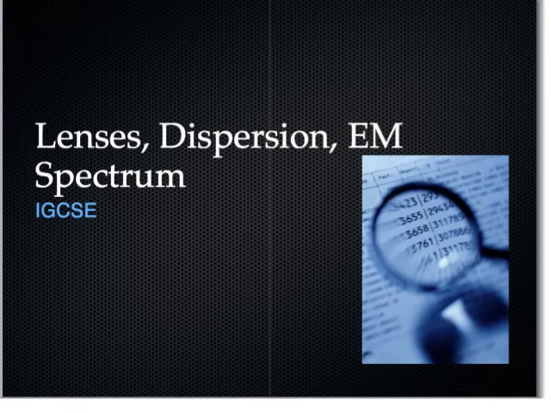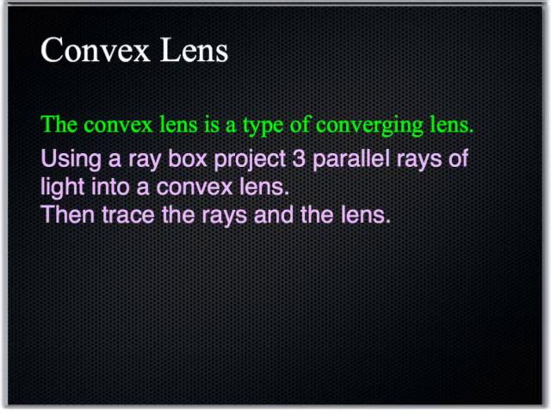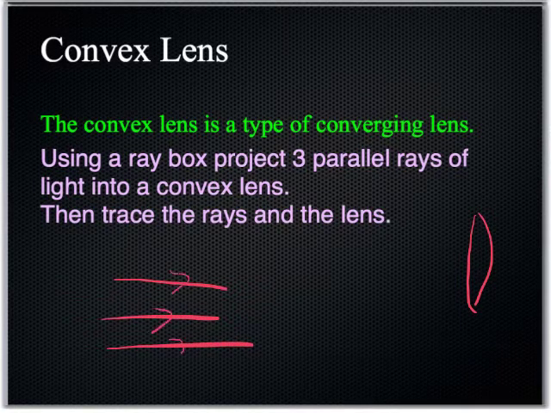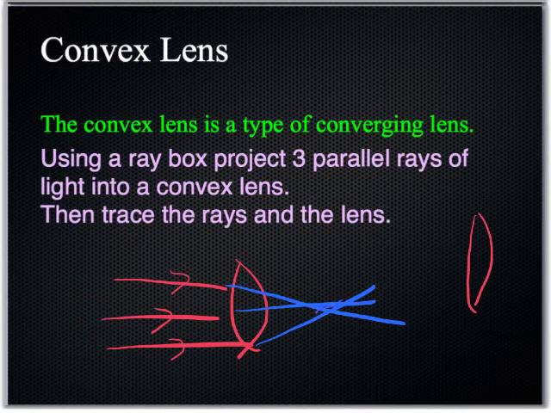Okay, so we're going to look at lenses, dispersion, and the electromagnetic spectrum. The convex lens, which looks like this, is a type of converging lens. We did this experiment in class: 3 rays going in, go through the lens, and they will converge through a point, just like this diagram here.